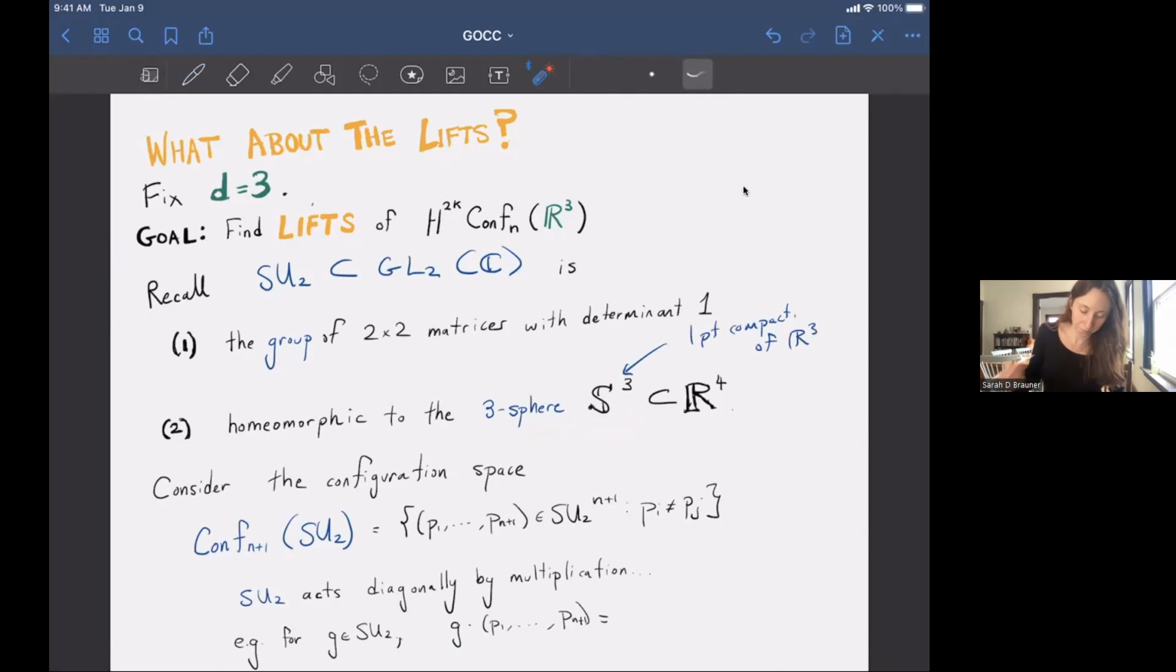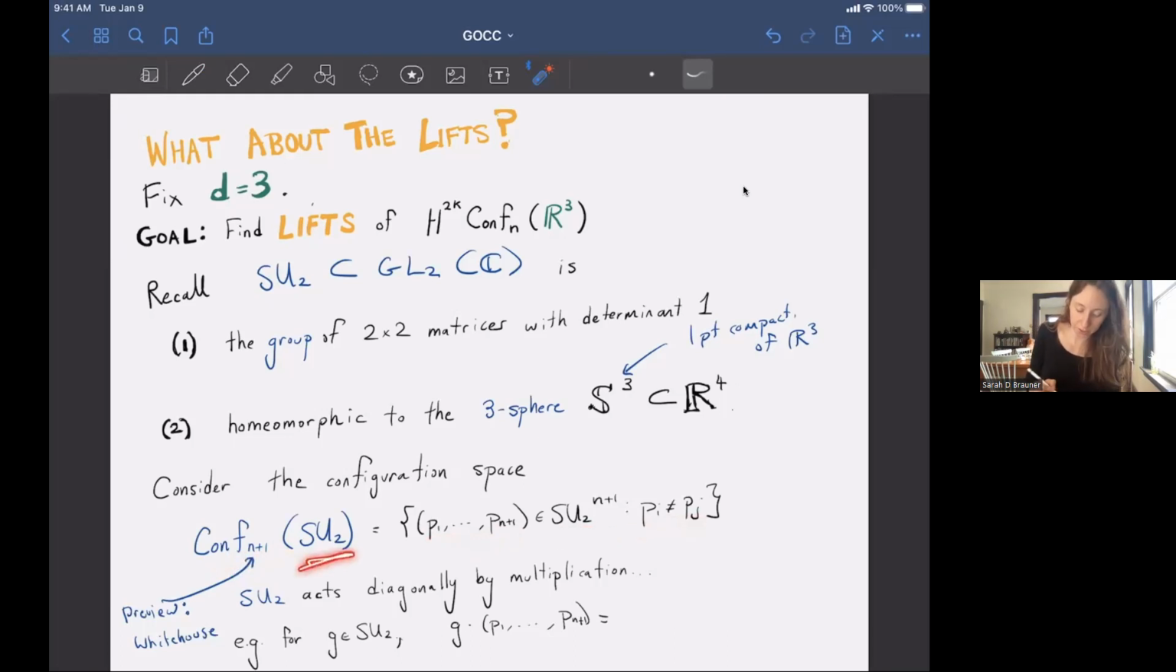Okay. And so now I want to think about the configuration space on SU2. And this n+1 here is a preview that I'm really working towards getting the Whitehouse representations. So somehow defining this configuration space is going to help me get the Whitehouse representations. So, okay, this configuration space is a set of points P1 through Pn+1. Now they're all in SU2, and I again require that they're distinct.